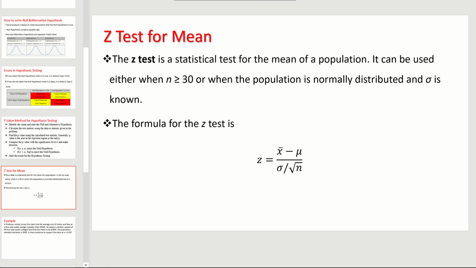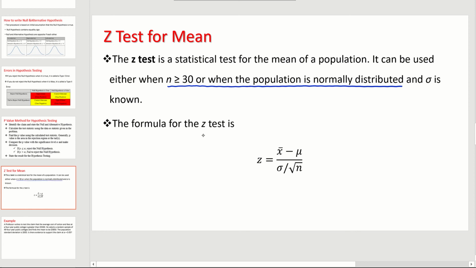The z-test is a statistical test for the mean of a population. It can be used either when the sample size is greater than 30 or the population is normally distributed, and sigma is known. So in order to use the z-test for mean, we look for two conditions. The first one is the sample size is greater than 30 or the population is normally distributed. And the second condition is the population standard deviation is known.